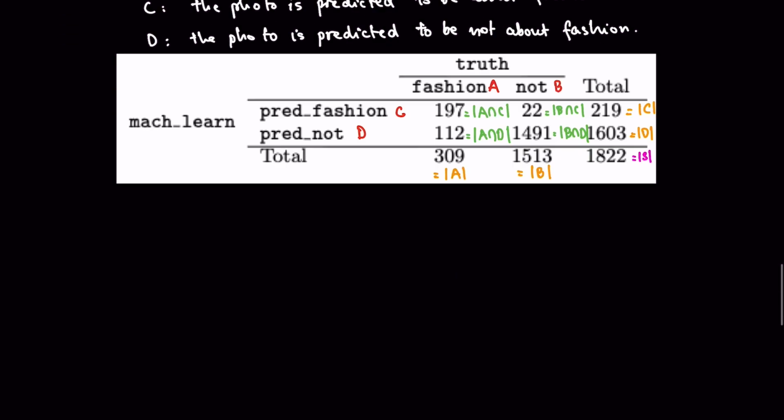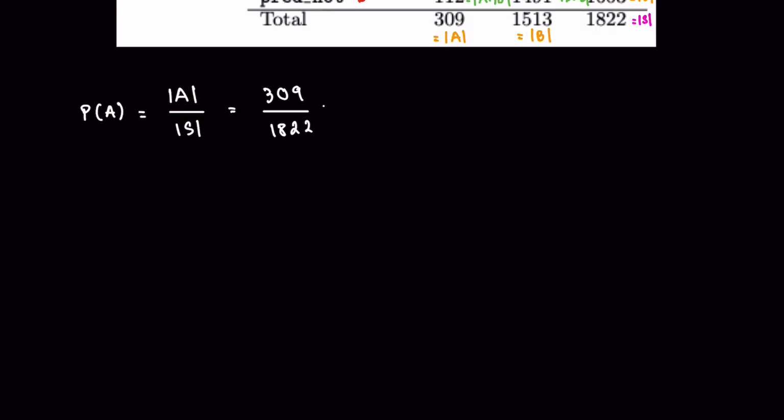So the first calculation I want to do is the probability of A. That is the probability of getting a photo that turned out to be about fashions. So that is equal to the cardinality of A divided by the cardinality of S. The cardinality of A is 309, divided by 1822. And that is the value for the probability of A, which is approximately equal to 0.17.